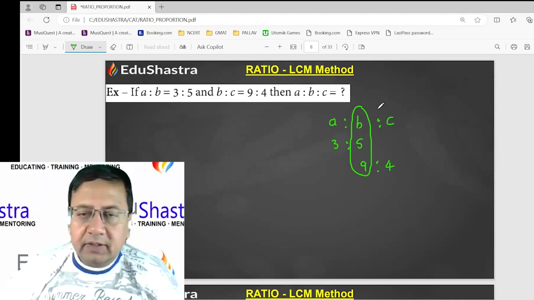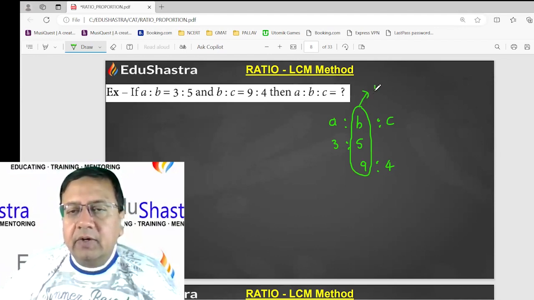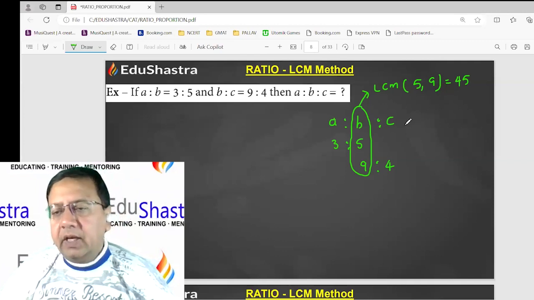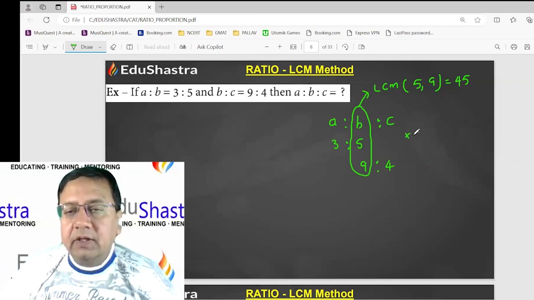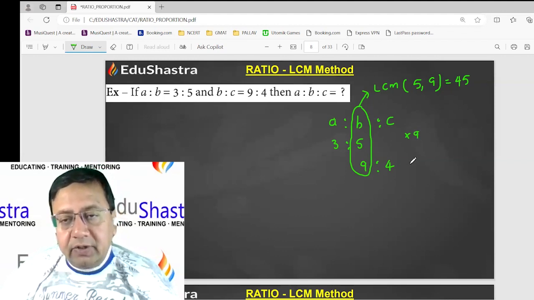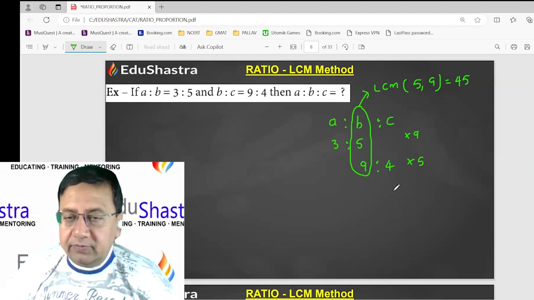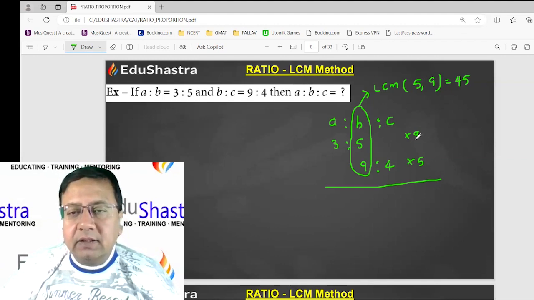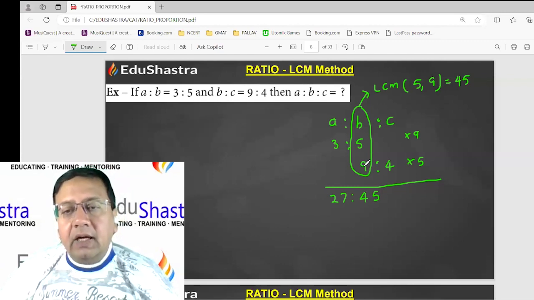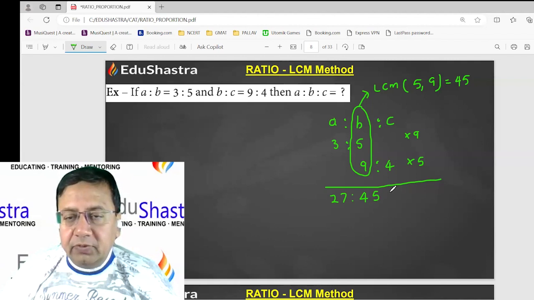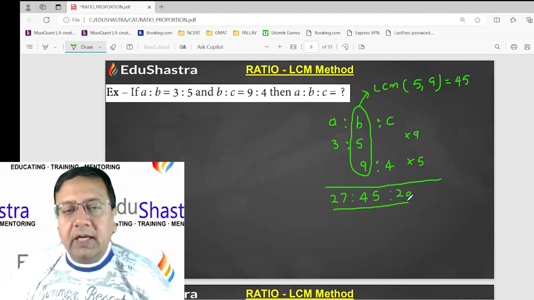So the first is the LCM method. So what can I do? I can take the LCM of these numbers, LCM of 5 and 9. And this is coming out to be 45. Right? And now if I need to make 5 as 45, what to do? I need to multiply this with 9. And if I want to make 9 as 45, I need to multiply this with 5. So now I am getting my answer. 9 into 3 is 27. 9 into 5 is 45. So this is the first equation, upper part. And second, 9 into 5 is 45 and 5 into 4 is 20. So this way I am getting my answer.